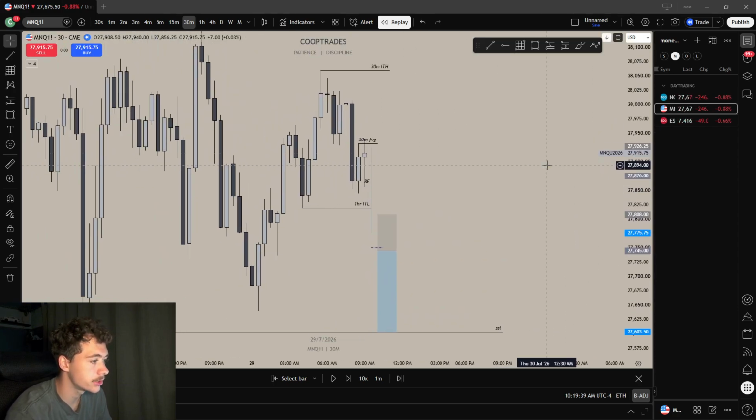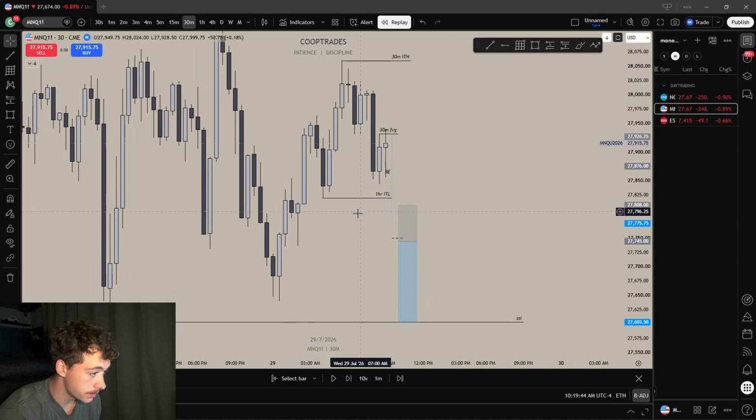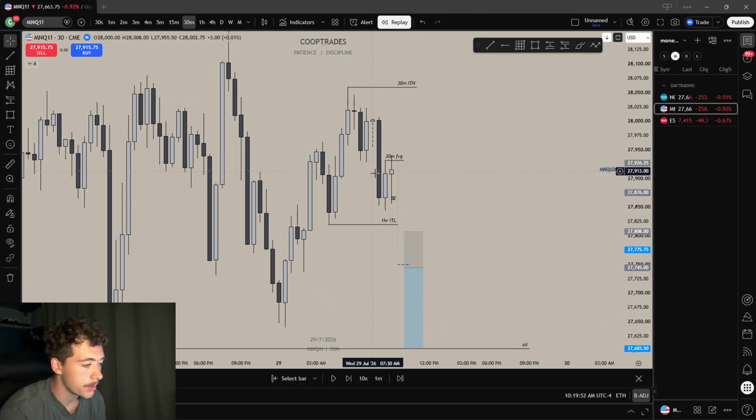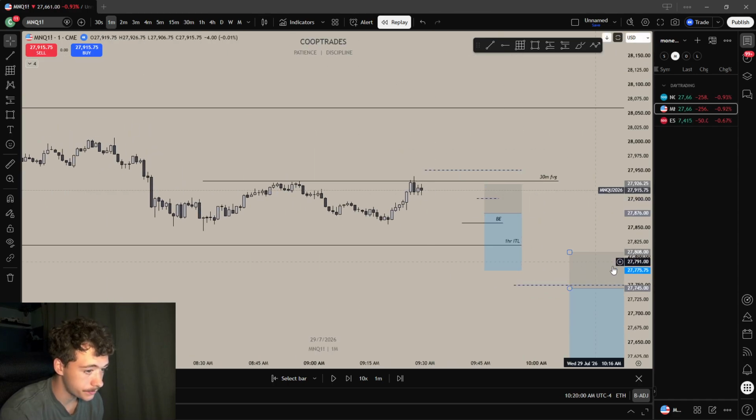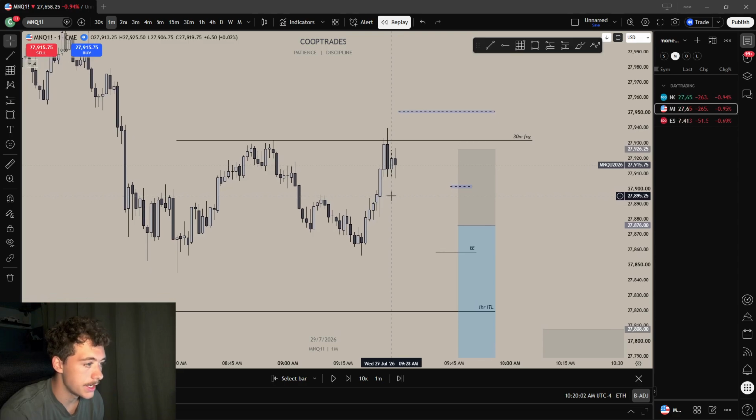So coming into the day, I was looking for some sort of manipulation higher and then a short. This 1 hour intermediate low was my midterm draw on liquidity, and my main draw on liquidity was this sell side way down here. Coming to market open, I marked out this 30-minute fair value gap. So I want to see some sort of manipulation into that 30-minute gap, then a short down to that 1 hour intermediate low. That was my idea coming into the day.